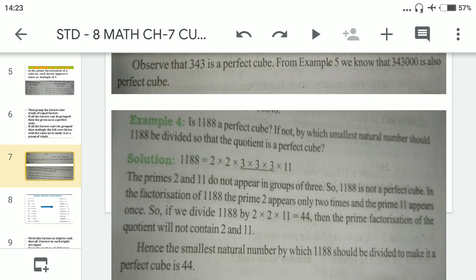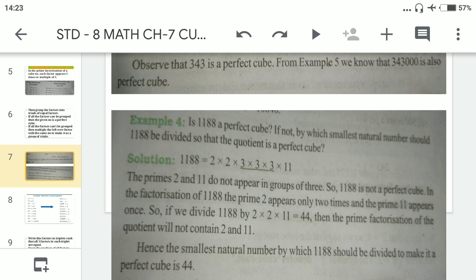Here it is given: is 1188 a perfect cube? If not, by which smallest number should it be divided so that the quotient is a perfect cube? So what to do in this case? Now just factorize 1188 and you get 2 into 2 into 3 into 3 into 3 into 11. In this case, what to do? Just see here, 2 and 2 and 11 are not in a group. So what to do? Just divide 1188 by that number.